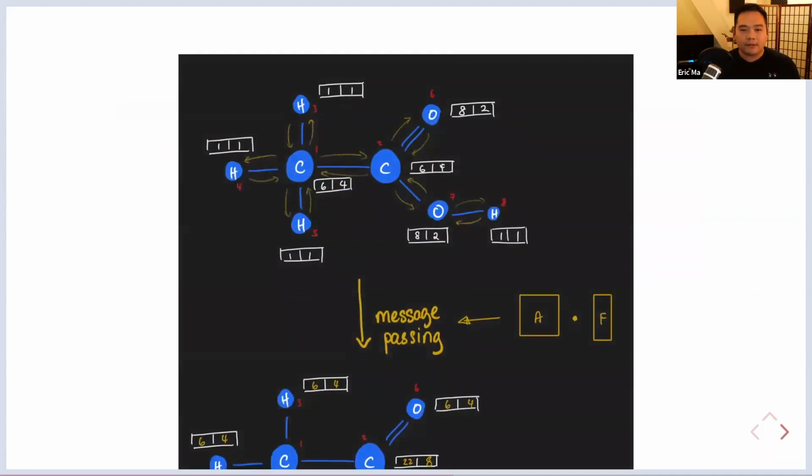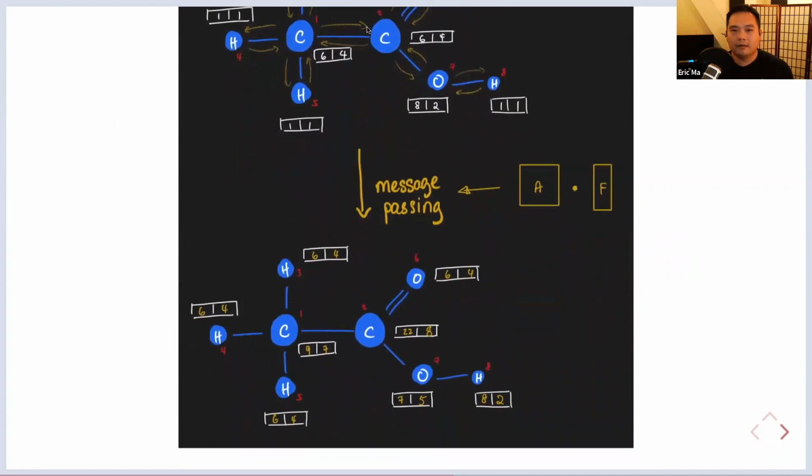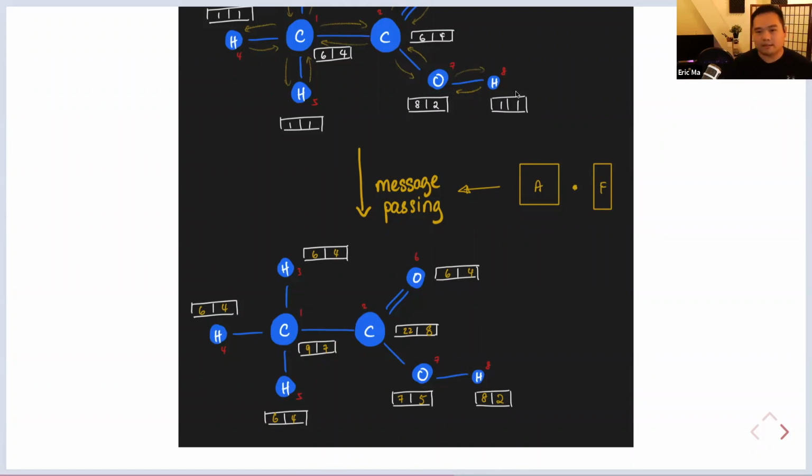Okay, so let's look at message passing in the context of our minimally complex example to see how message passing works. For this, I'm going to have you focus on the bottom right-hand corner of this molecule over here, where we have the carbon, oxygen, and hydrogen. Those three atoms will be our focal point for this part. Notice how we have the vectors 6, 4, 8, 2, and 1, 1 on these three nodes respectively.